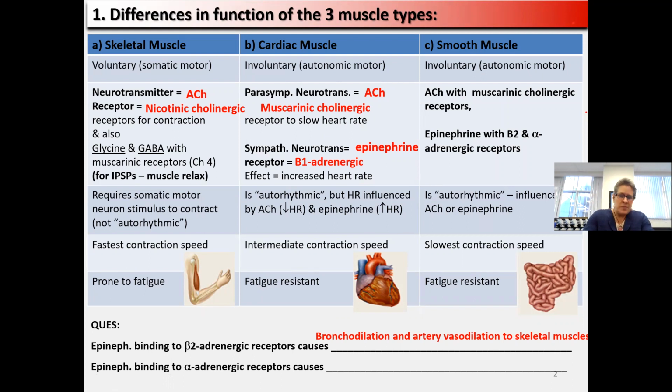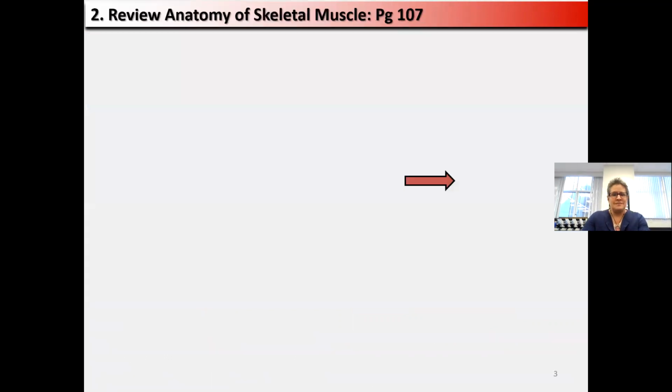Okay, epinephrine binding to alpha adrenergic receptors causes all things GI to shut down. That means peristalsis, smooth muscle, shuts down. GI glandular secretions shut down. Artery blood flow to the gut reduces, it vasoconstricts, because GI activity isn't going to save you during fight or flight. Okay, good review. So let's move on to muscle review.